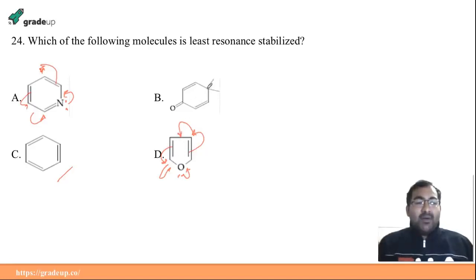But in this compound, in the B part, here you are having an sp3 carbon. So there is no degree of freedom. This bond cannot go here, this bond cannot go here. There is no kind of total resonance of electron cloud going around this compound. So this is the least resonance stabilized compound among all 4 options. So here the B option is correct, the least resonance stabilized compound, right?